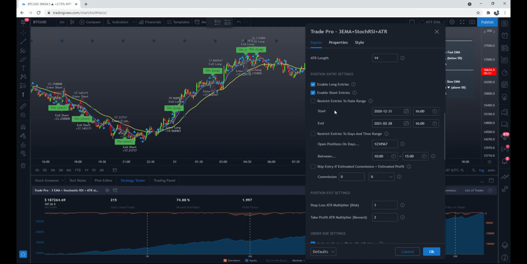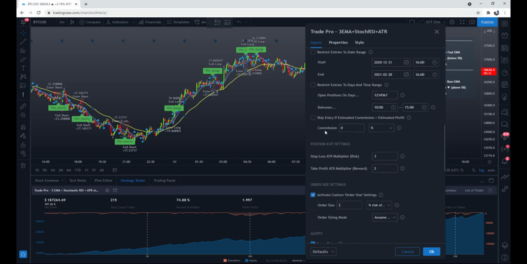You can also restrict entries to a certain date range and restrict entries to certain times of the day. So if you only trade during certain times of day, you probably want to restrict it to those times of day that you're actually going to be trading, to get a more realistic picture of what your results are going to look like in real time.